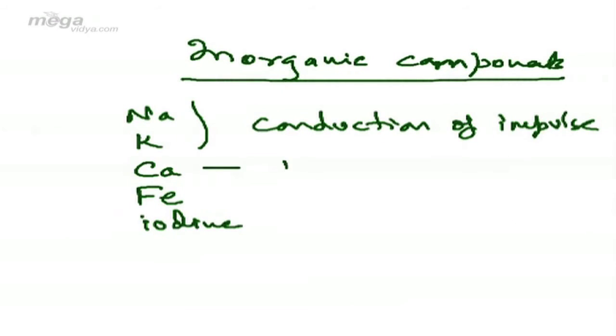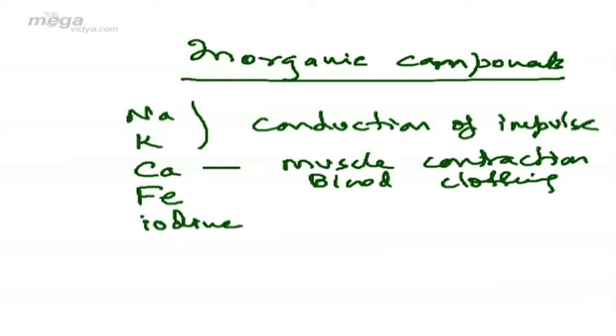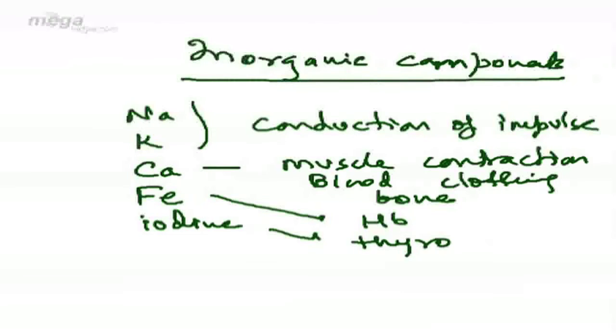Calcium is required for muscle contraction, blood clotting, and development of bone. Iron is required for formation of hemoglobin, and iodine is required for formation of thyroxine. So these were some of the inorganic components present in plasma. Of course, magnesium, chlorine, and hydrogen ions are also present, but these are the important ones.